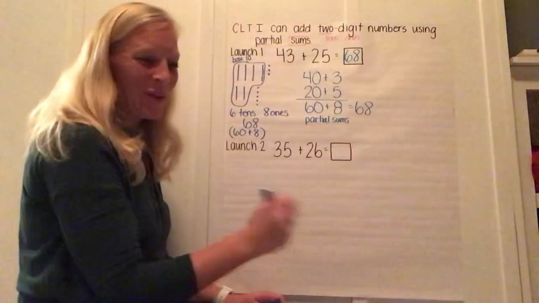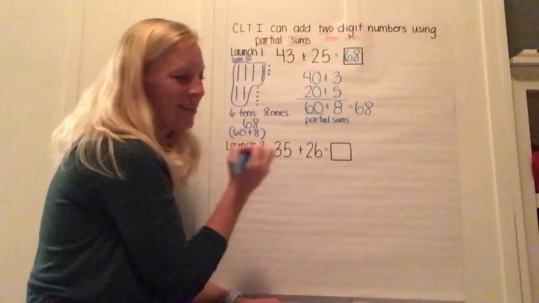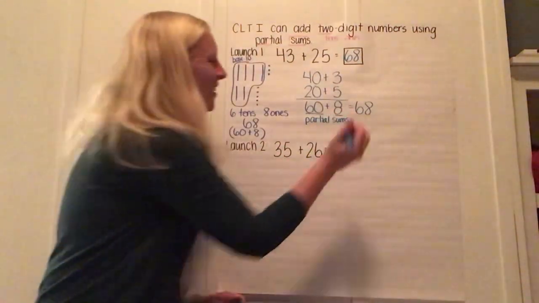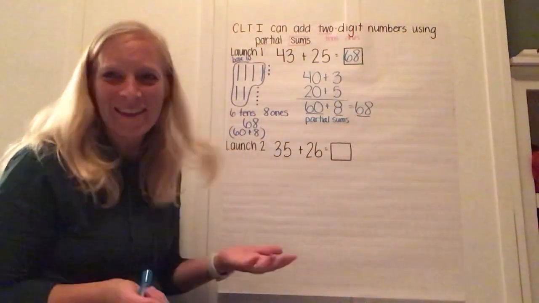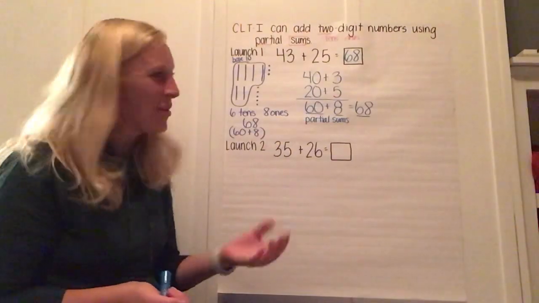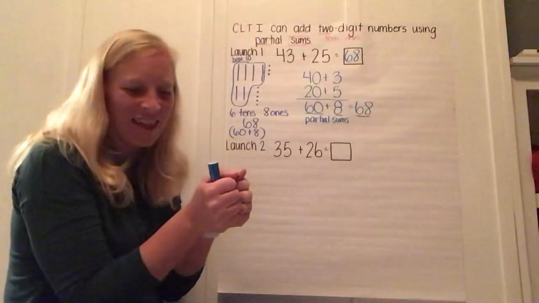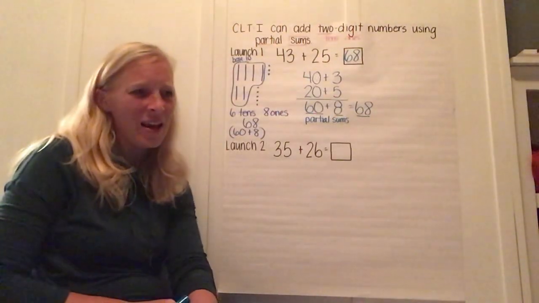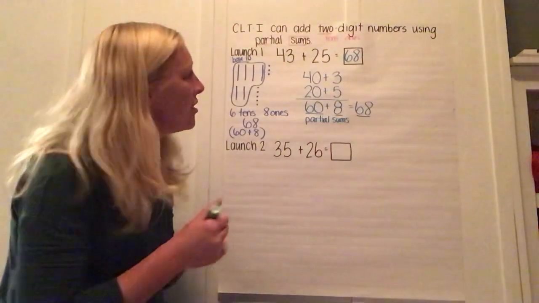The first part was what? 60. What was the other part? 8. And then what was your total? 68. All we're doing is making it easier to add. We're adding one part and then the other part, and then we're putting those two parts together to find the total.